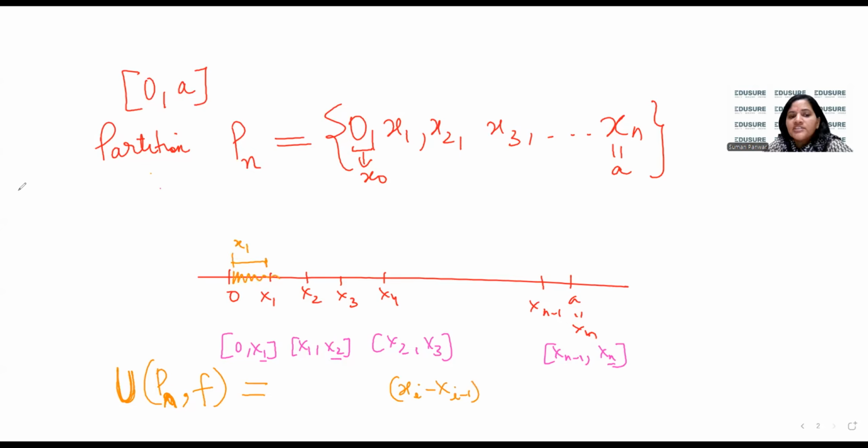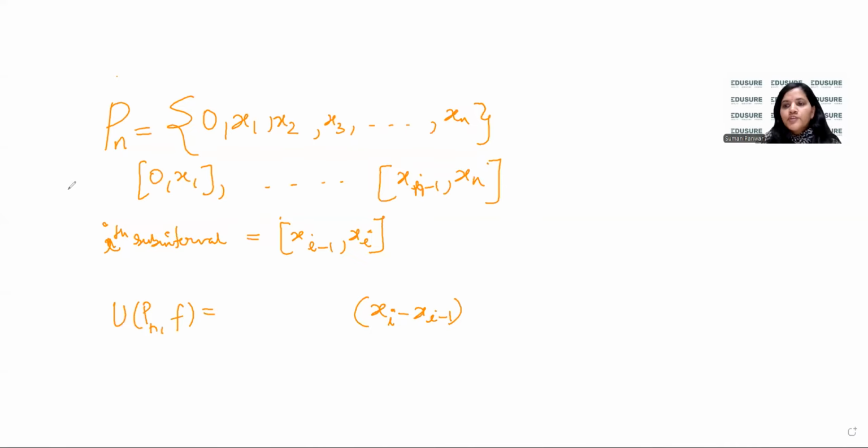The width of this is x1, x1 minus 0. The width of this is x2 minus x1. The width of this is x3 minus x2, and so on. So we are already seeing that the partition Pn has n plus 1 points. This is the first subinterval. This is the nth subinterval. This is the ith subinterval.